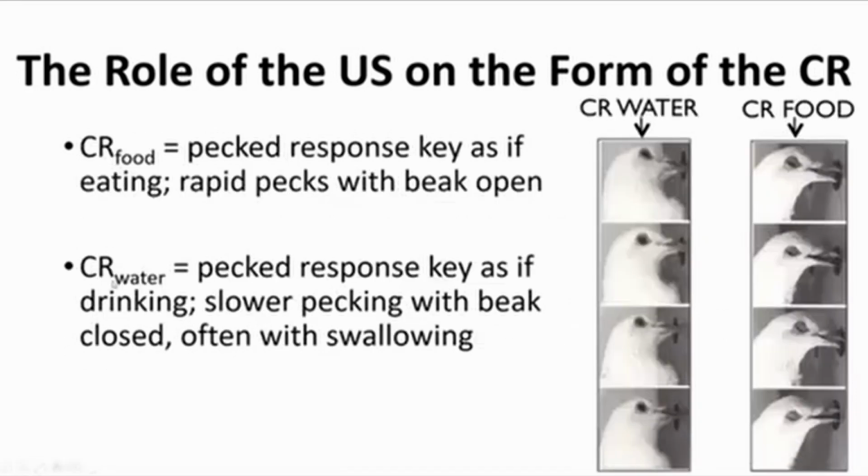So again, we hop to the next page here. Our conditioned response, if they were trained with food, is that they would peck at that response key as though they were eating. So if we look at the images here on the far right, this is when their conditioned stimulus was food. Their conditioned response is to peck at the illuminated light with an open beak, as though they were reaching for and interacting with a food pellet.